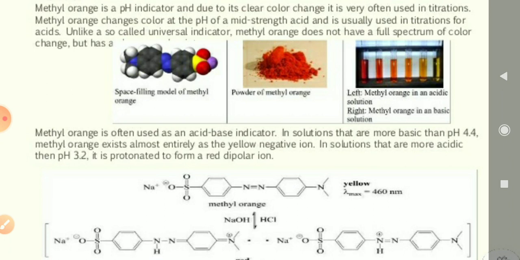It is prone to form a red dipole ion. Here you can see it will give the ions in an acidic medium.